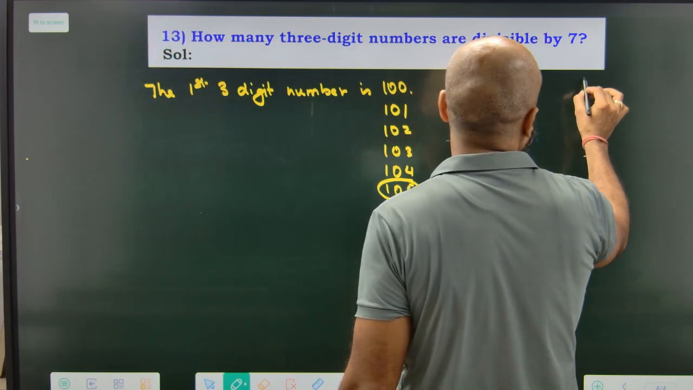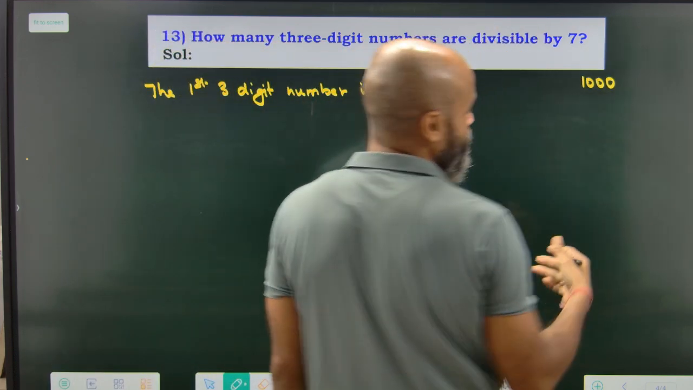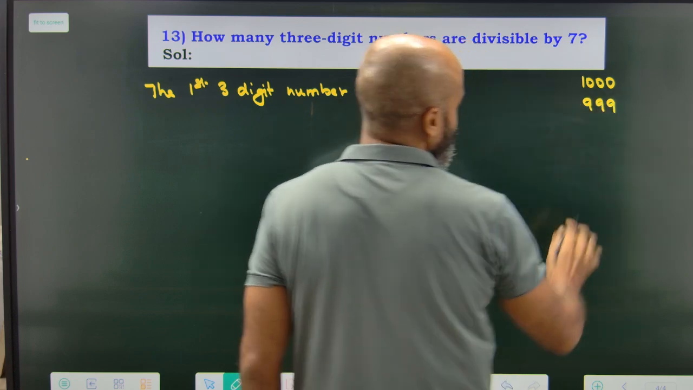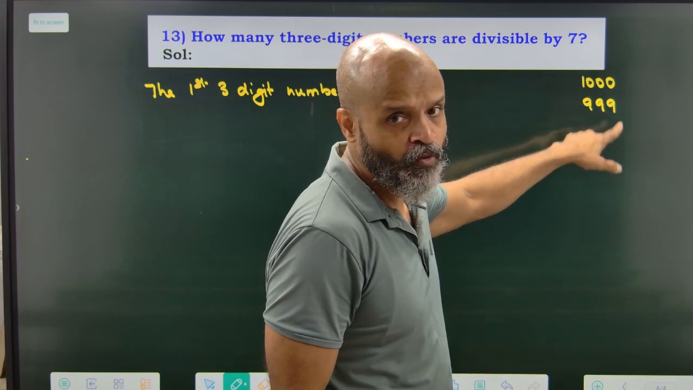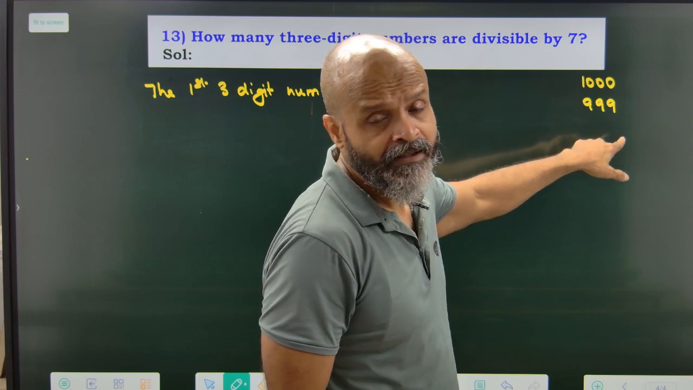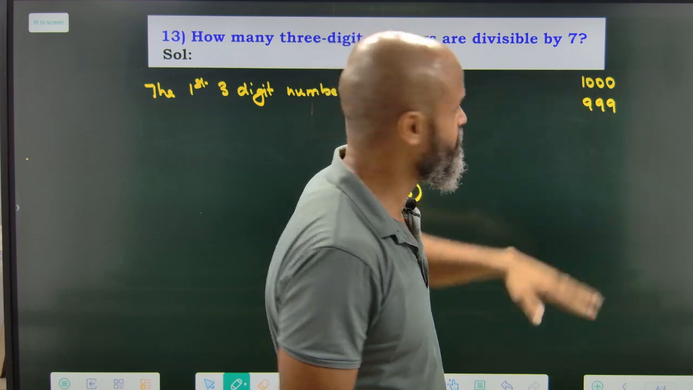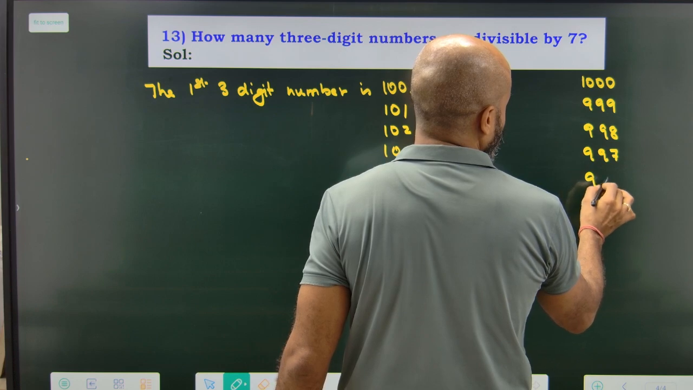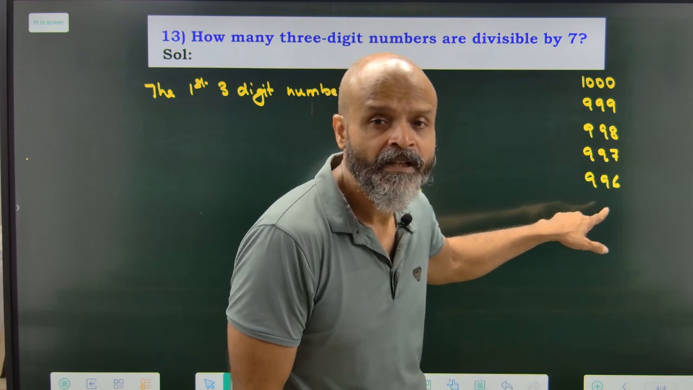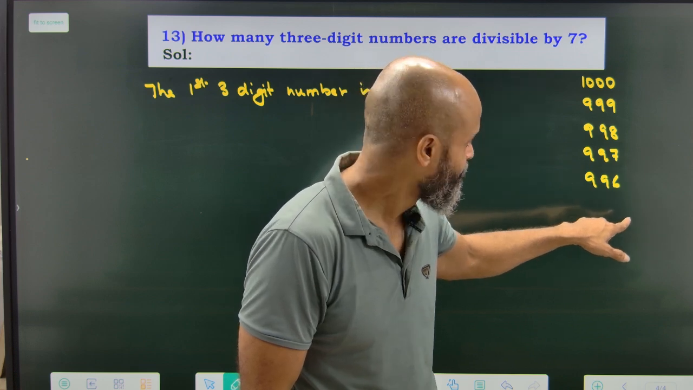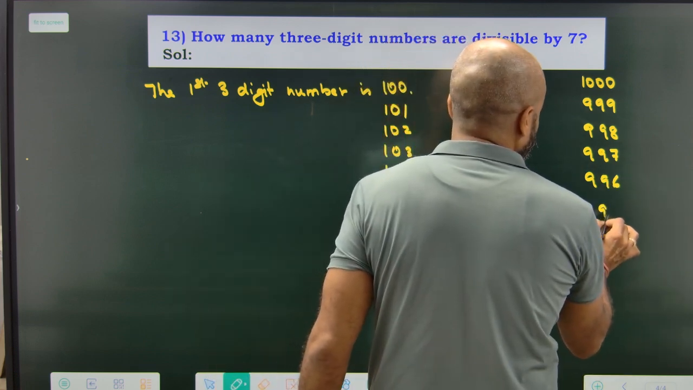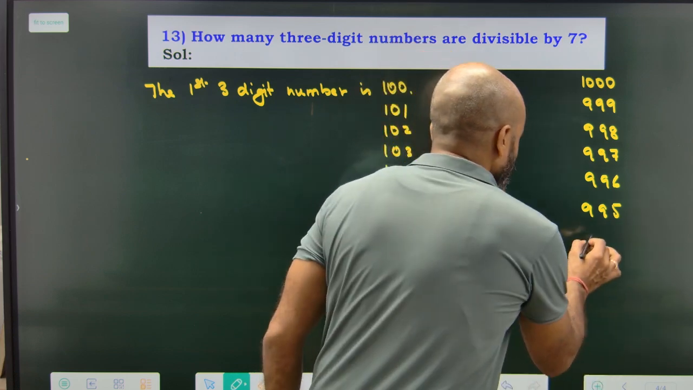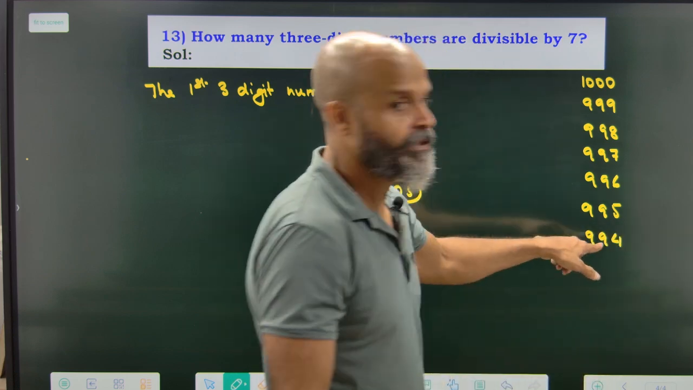Now let's look at 1000, which is the first 4-digit number. Before 1000 we have 999. 7 1s are 7, leaves you with a 2. 7 4s are 28, leaves you with a 1. 7 2s are 14, not divisible. 998, 997 will not be divisible. 996, let's look at this. 7 1s are 7, leaves you with a 2. 7 4s are 28, again not divisible. 995, 7 1s are 7, 7 4s are 28, leaves you with a 1. 994, this will be divisible.